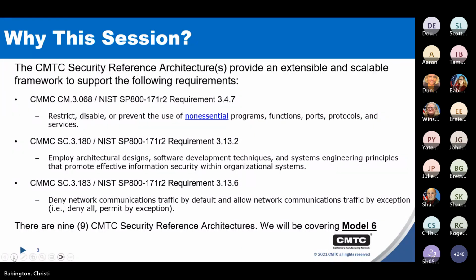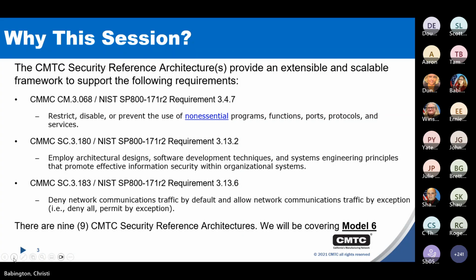Next is 3.13.2, employ architectural designs, software development techniques, and systems engineering principles that promote effective information security within organizational systems. So this is an architectural design, network architectural design. It's based on segmentation. I'll get more into that in just a little bit as far as what the reason for the segmentation is. And that's often what I see when I see people talk about segmentation. I see their model and, all right, it's segmented, but what were you trying to accomplish? Was it just to break something apart? Or was there some security thing in mind?